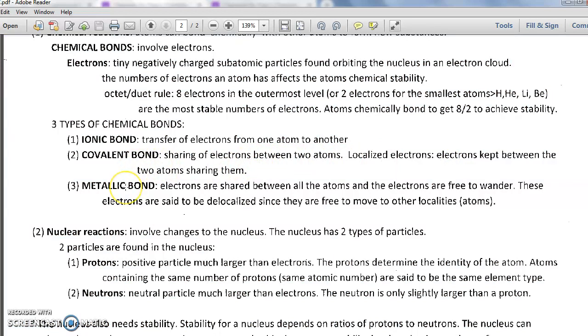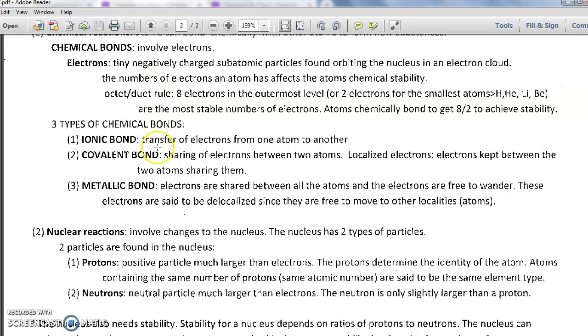A third type of bond is called a metallic bond. In a metallic bond, they also share electrons, but the electrons are not held fixed between the space of the 2 atoms sharing them. In fact, the electrons are free to wander from atom to atom to atom. All the atoms in the substance are sharing the electrons. The electrons are free to move, so they're delocalized. So if you're local, you're held in place. If you're delocalized, you're free to move to a new locality.